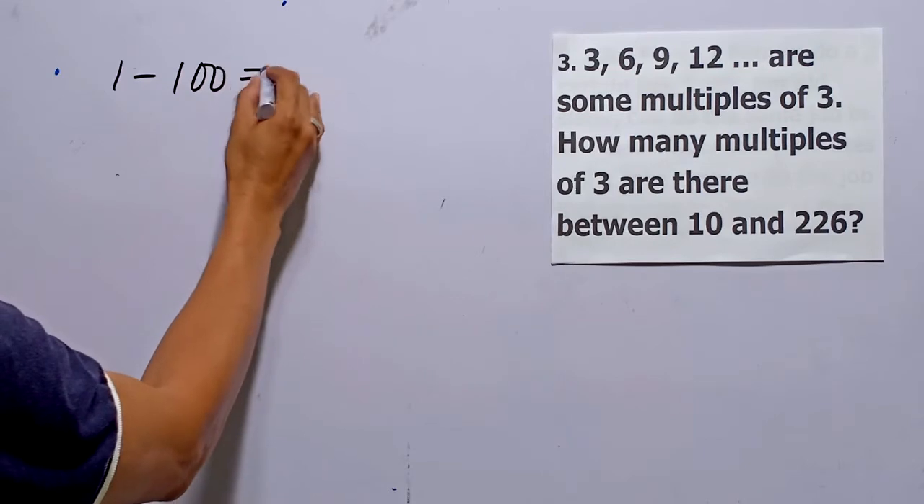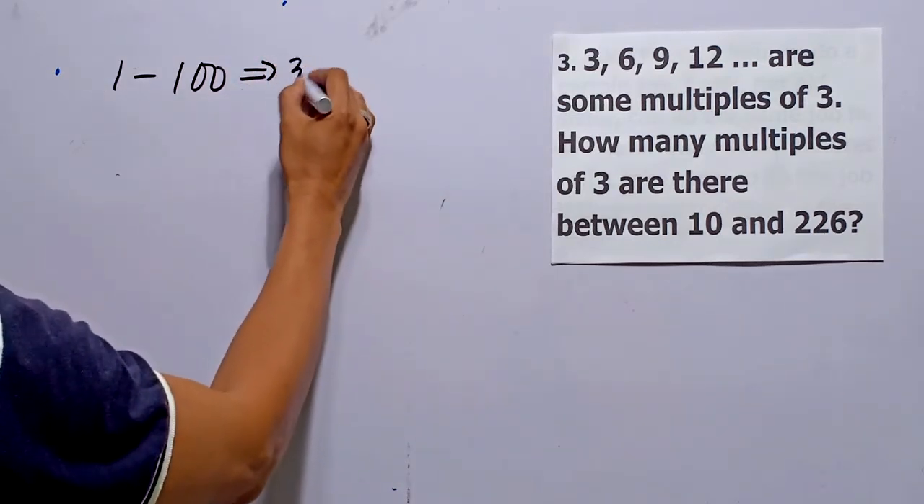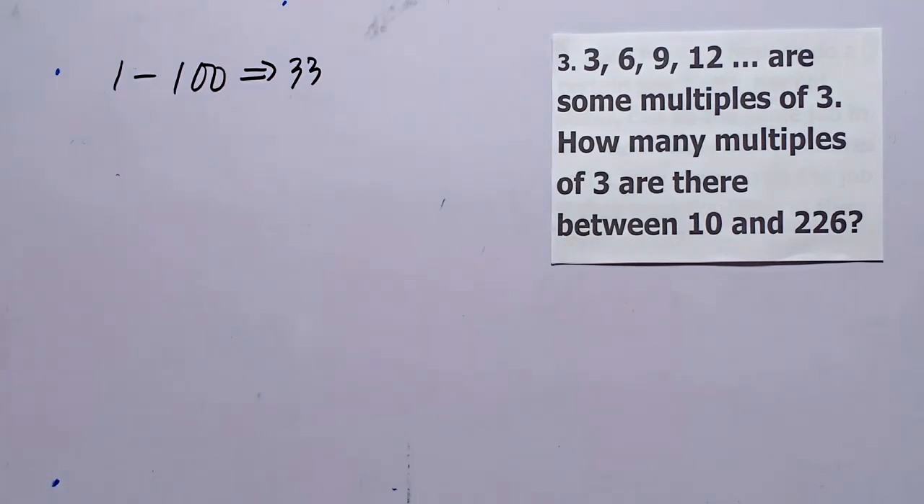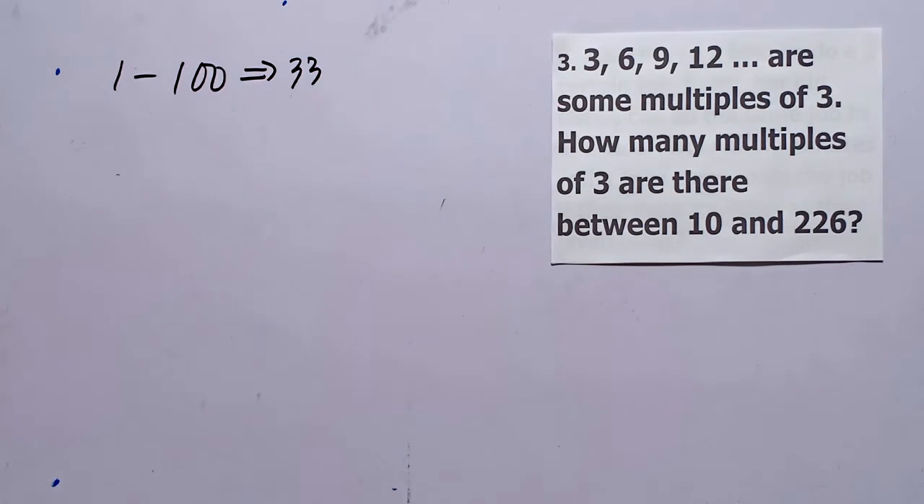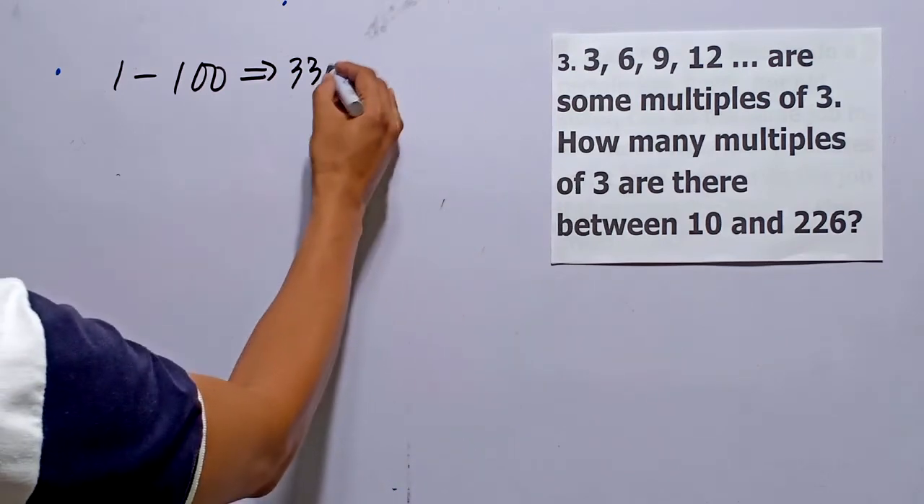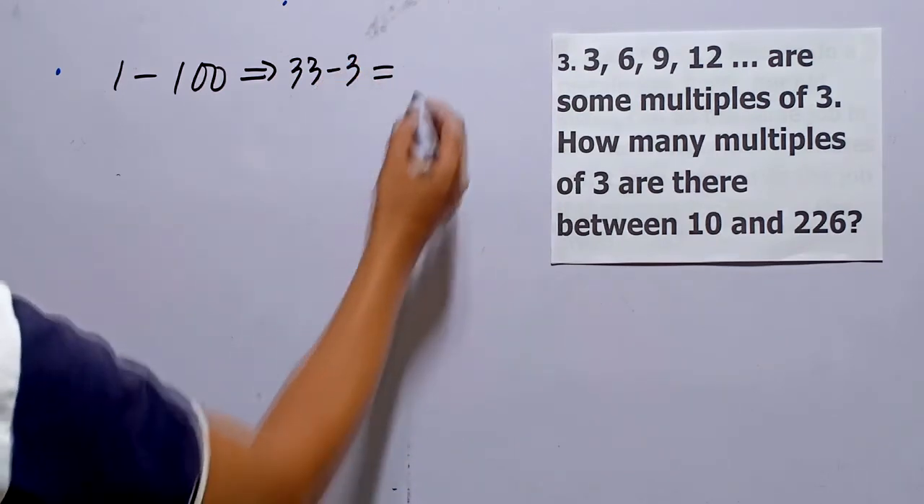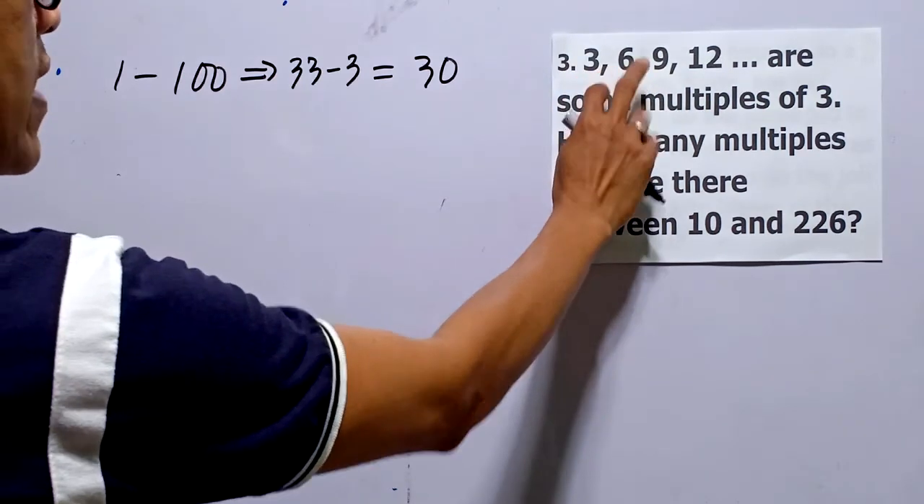How many multiples of 3 are there? If you multiply 3 times 33, that's 99. So meaning there are 33 multiples of 3 from 1 to 100. But since it's between 10 and 226, 3, 6, and 9 are not included. These are 3 multiples of 3, so minus 3. That will give you 30 only from 1 to 100.